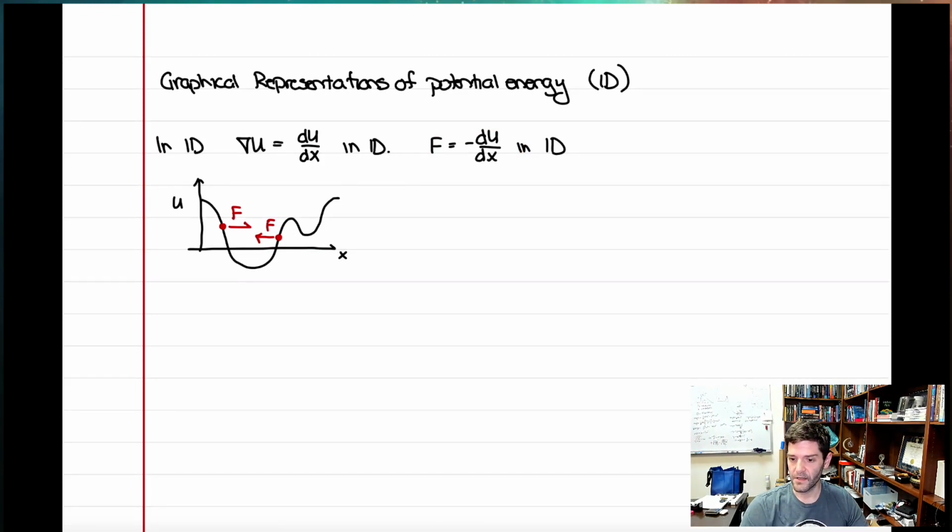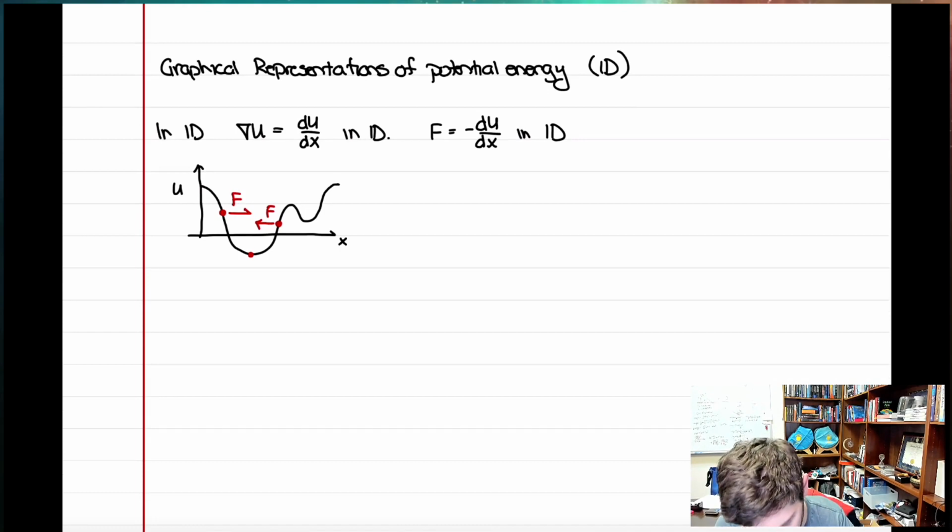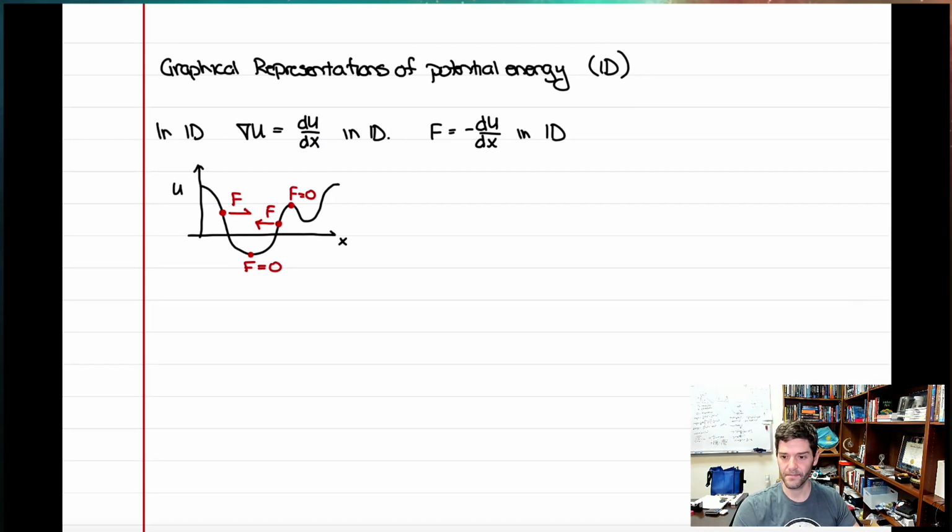What is also interesting is what is going on at this bottom spot. Well, there the slope is 0. So then the force is 0 in that case. What is going on at this point? Well, the slope is 0. So the force is 0 in this case.